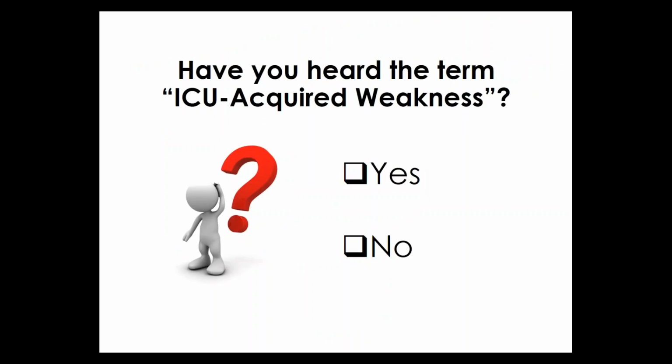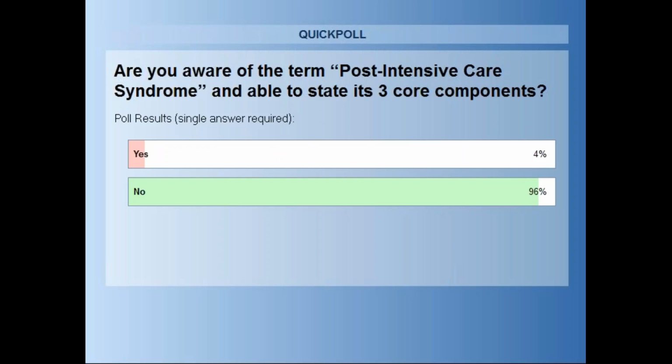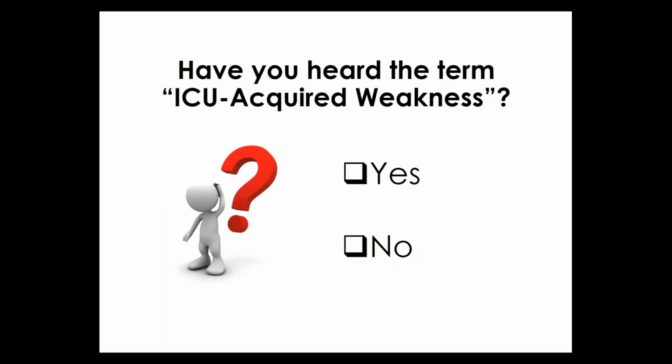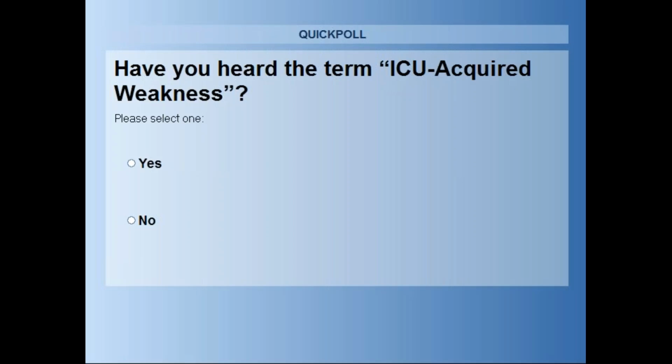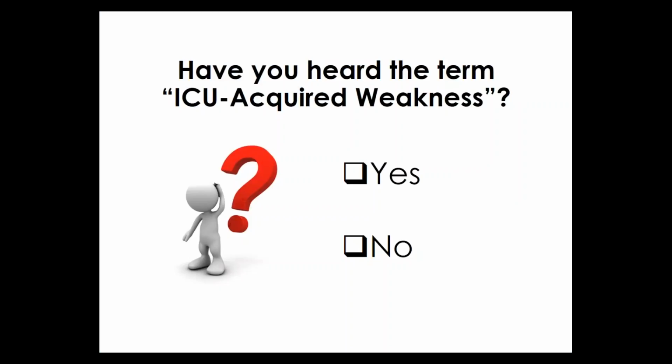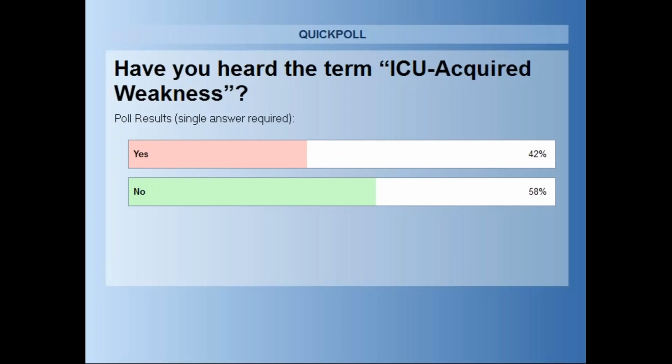So one more question on the top, and then we won't have any more, and we can go ahead and run the poll. But this question is, have you heard of the term ICU-acquired weakness? I'll give you guys a few seconds to answer that. Okay, and let's go ahead and see the results of that poll. Okay, so about a 50-50 split. And let's go to the next slide, please.